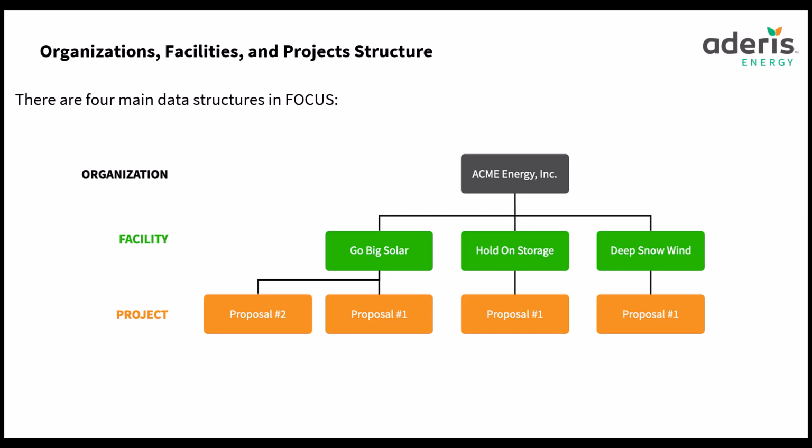Finally, we have users. Users are represented by user accounts and are uniquely identified by their email address. Users may be invited to an organization, a facility, or a project with unique permissions to each. Users who are invited to an organization or facility automatically have access to all data structures below where they were invited via an inherited permission. Users can belong to multiple organizations, facilities, and projects with different permissions for each.